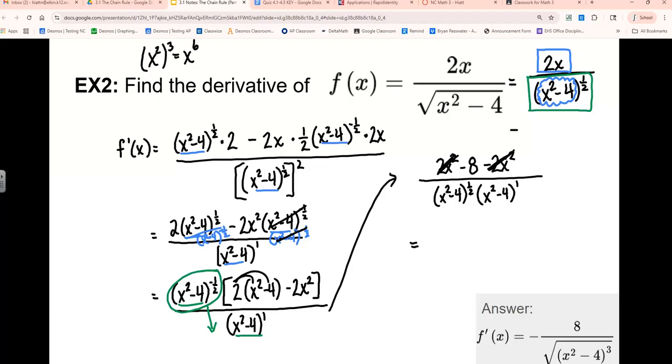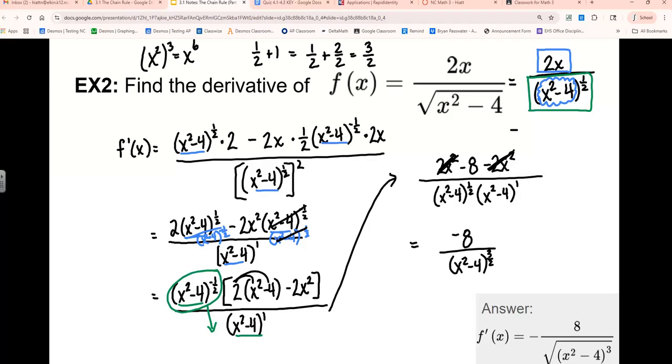2x squared and negative 2x squared are canceling out. All I've got left is an 8. That's looking good for my answer over here. And I can put these two right here together: x squared minus 4 to the 3/2 power, because 1/2 plus 1 would be 1/2 plus 2 over 2, which would give me 3/2 right there.